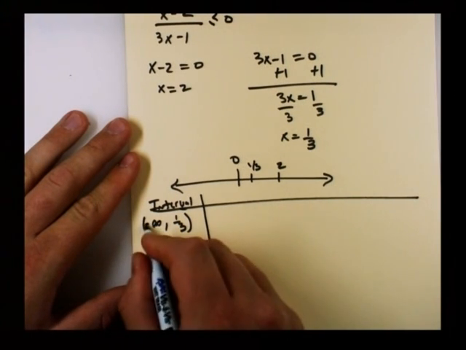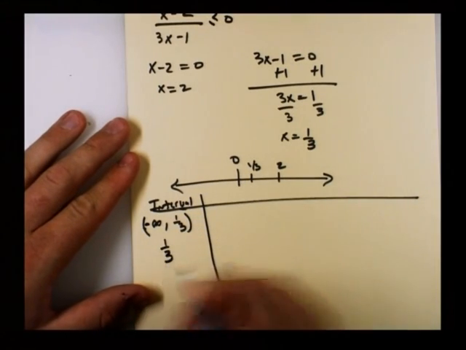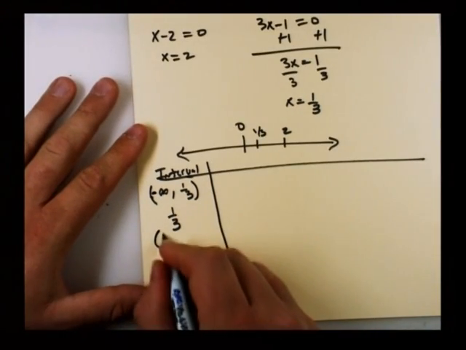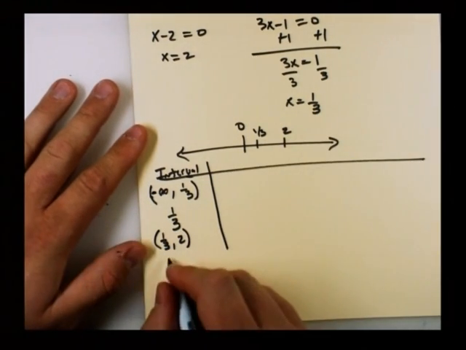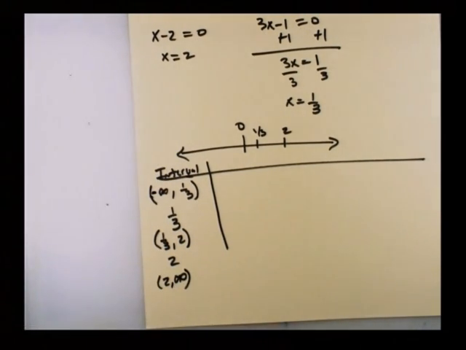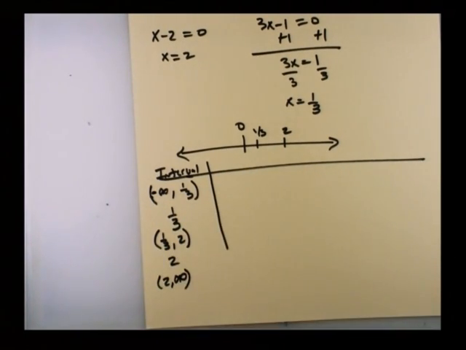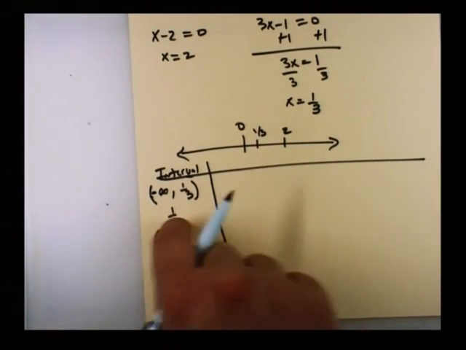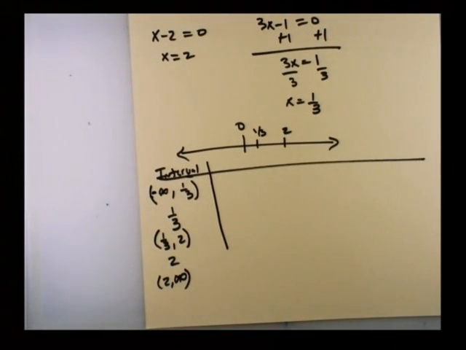Then the point 1/3. Then from 1/3 to 2. The point 2. Then from 2 to infinity. Now, the book does not include these two points, but I include them just so we have that conversation about whether they are a part of the final solution. This one really brings up that point because one of these gives us no solution, and one of them gives us an answer of 2.